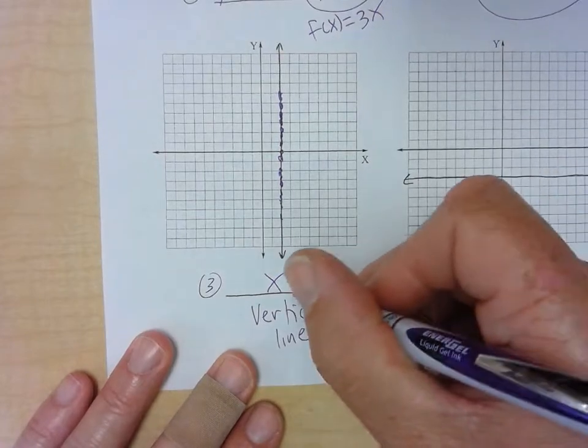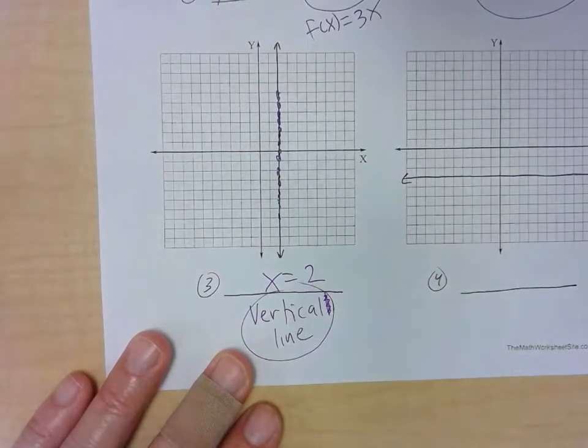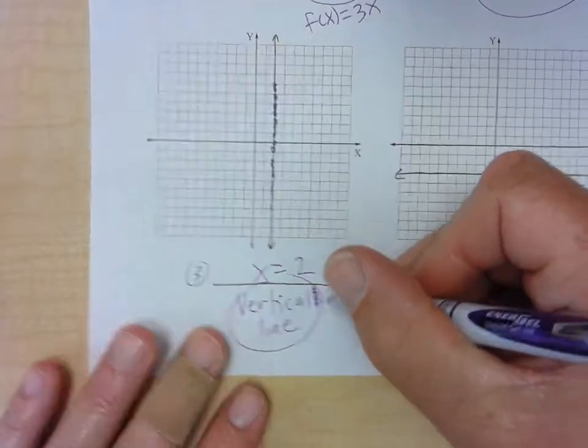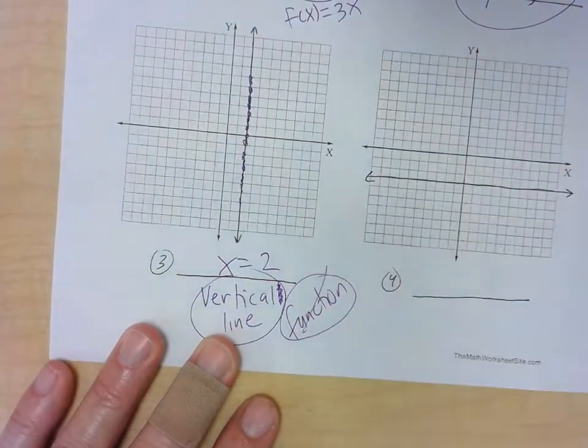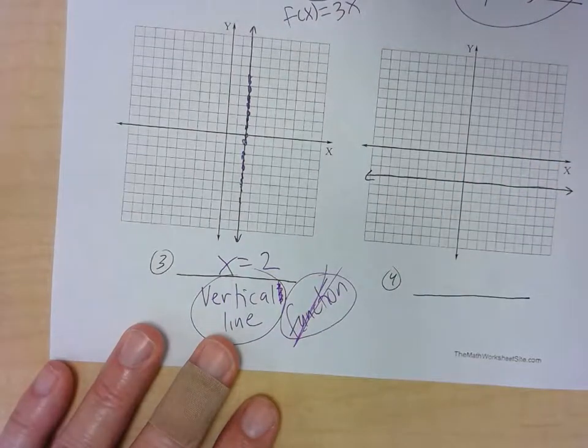And it's not a function. All right, so vertical lines are not a function. So I'll put function, put 0 and a slash through it. Not a function at all.